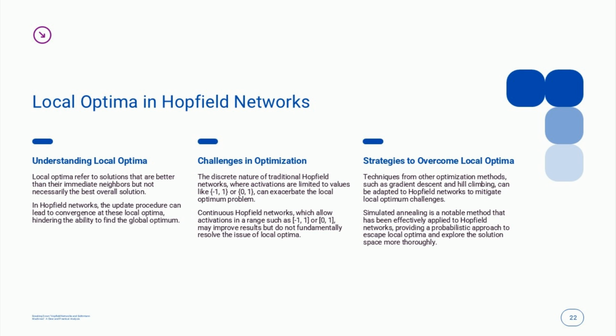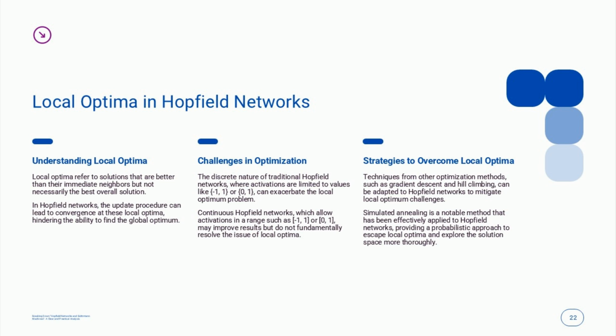This is what happens in Hopfield Networks when they get stuck in local optima. The network settles on a solution that feels good enough, but isn't the best possible outcome, the global optimum. The reason this happens is tied to how the network's neurons update themselves. Traditional Hopfield networks often limit activations to values like 1 or -1. It's like having fixed steps on your hike that don't allow you to explore those in-between paths that could lead to better solutions. Continuous Hopfield networks try to fix this by allowing smoother updates, but even then, escaping those local optima can still be tricky.